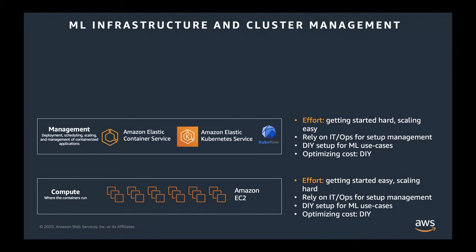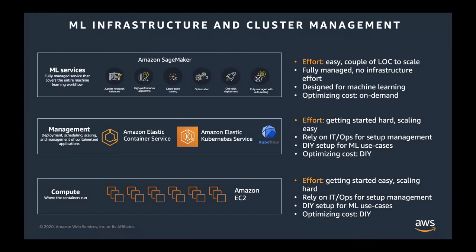Then we have a model where you use containers. For containers, you can use Kubernetes, you can use Amazon EKS, or you can use ECS actually. Kubeflow is a very, very well supported thing on EKS. So for your machine learning pipeline, starting is hard because containers have a learning curve, but once you are there, scaling is super, super easy, right?